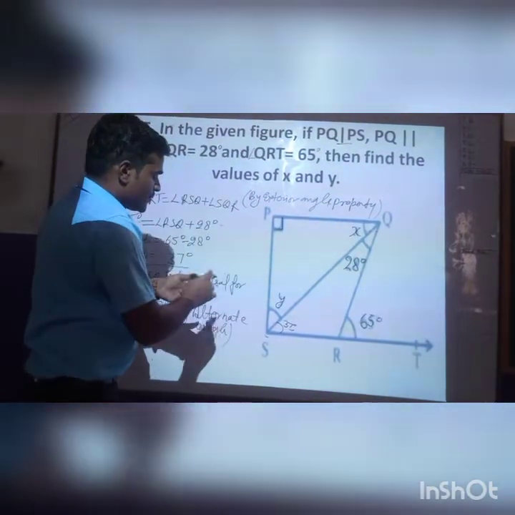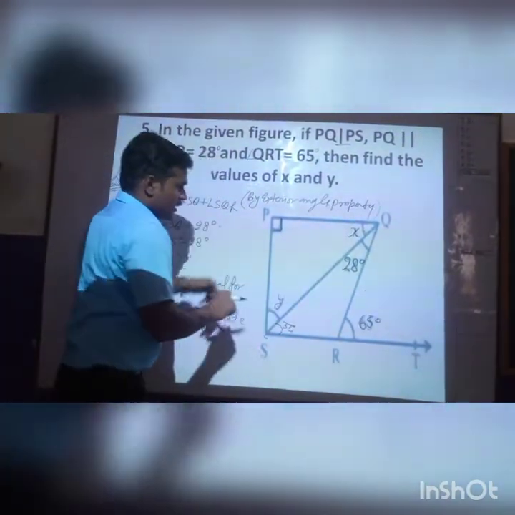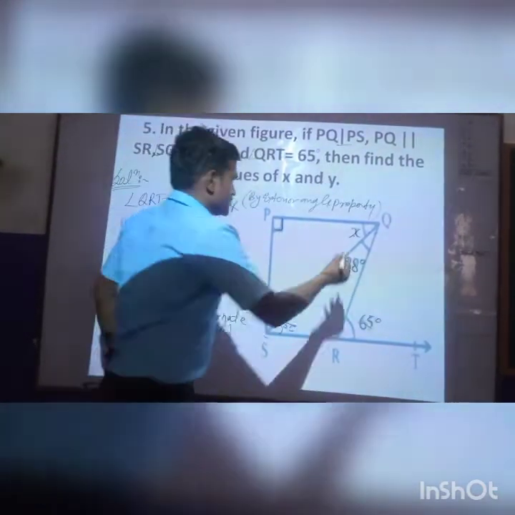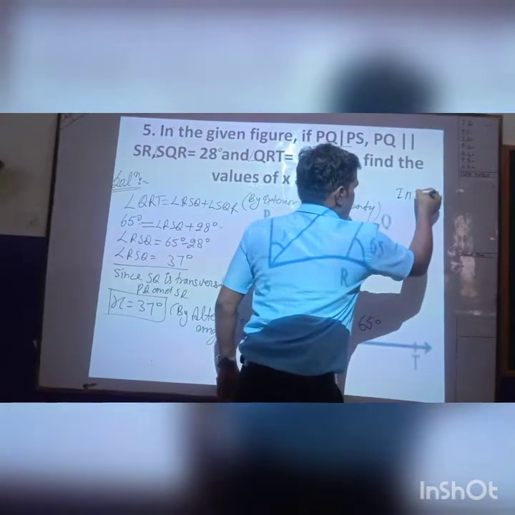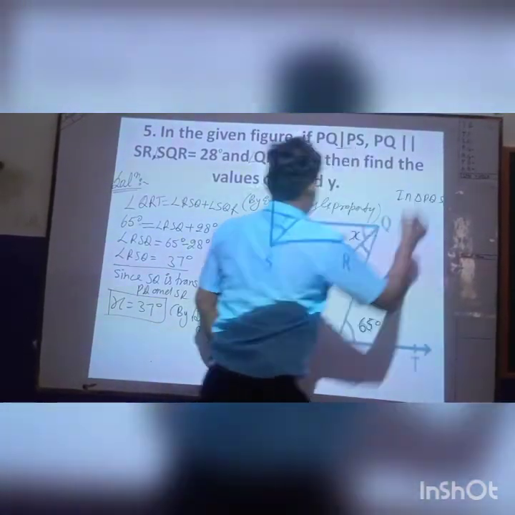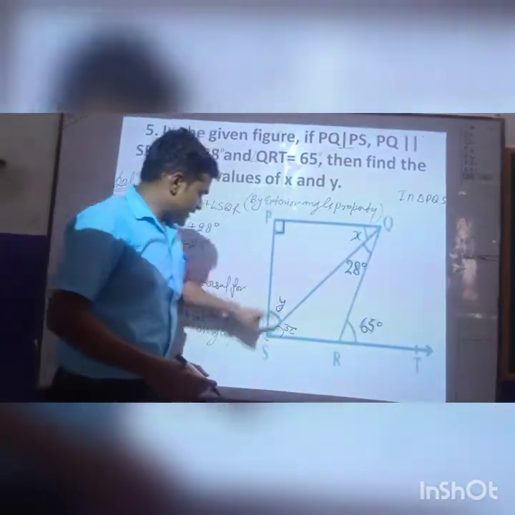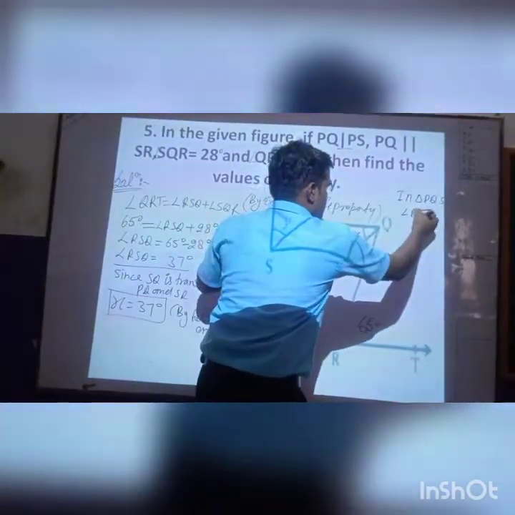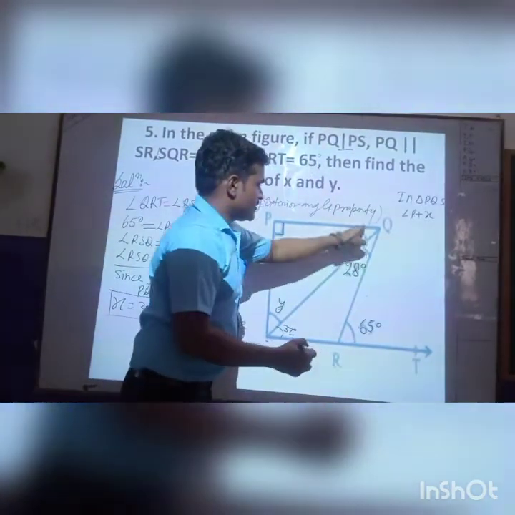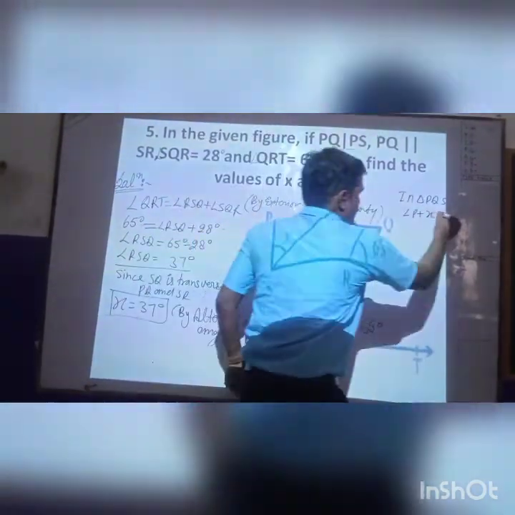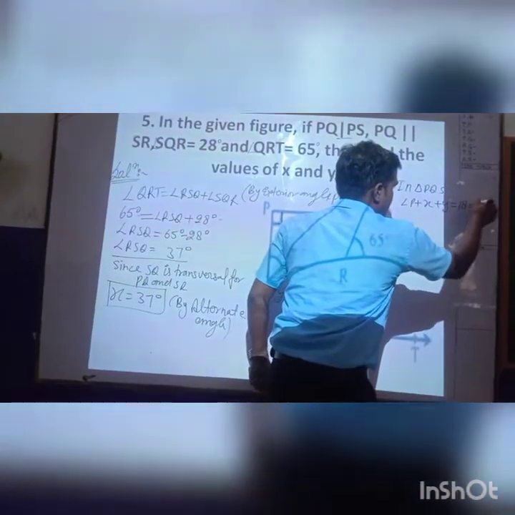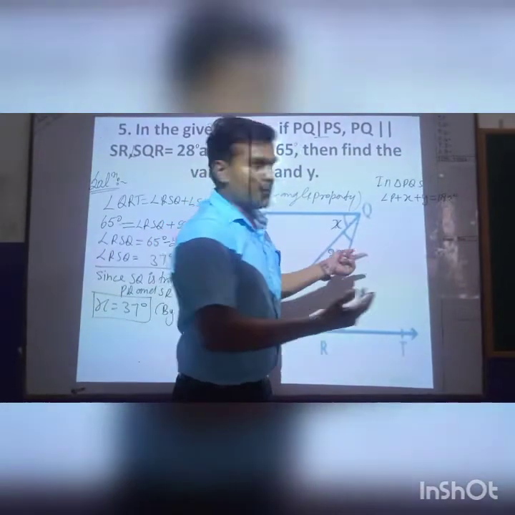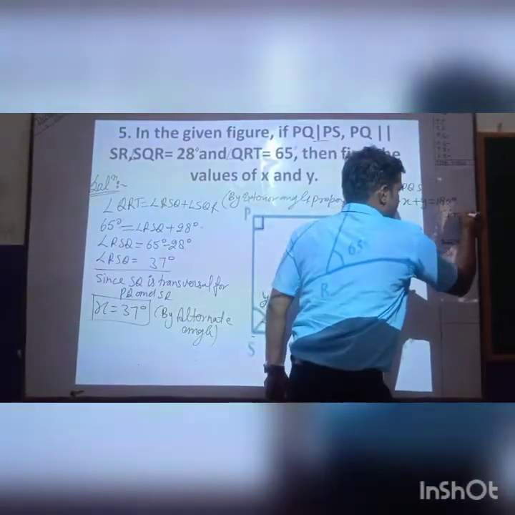By angle sum property, in triangle PQS, angle x plus y plus this angle P is equal to 180 degree. So children, write down there: in triangle PQS, angle P plus angle x plus y is equal to 180 degree. Hope you know how. By angle sum property.